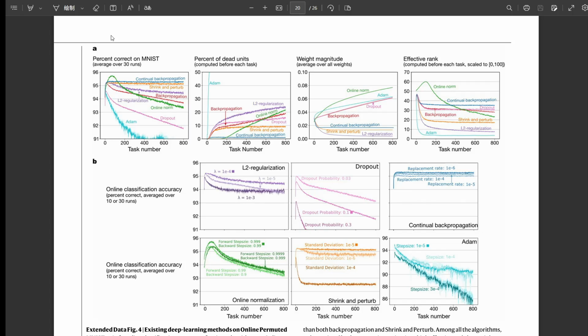Okay, and the permuted MNIST, the scrambled digits. That was maybe the clearest demonstration over a very long timescale. Continual backpropagation just showed stable, non-degrading performance across hundreds of tasks. And again, it effectively addressed all three internal issues. Almost no dead units, weights didn't grow out of control, and the effective rank stayed high the whole time.